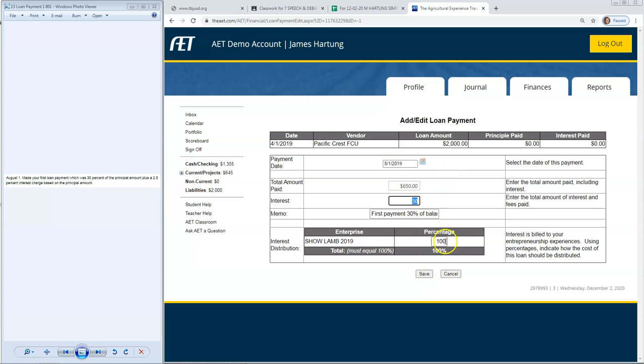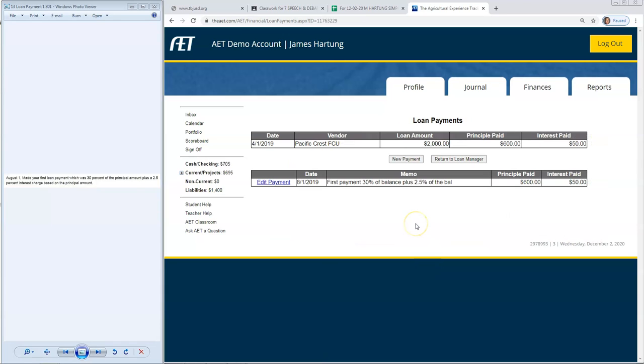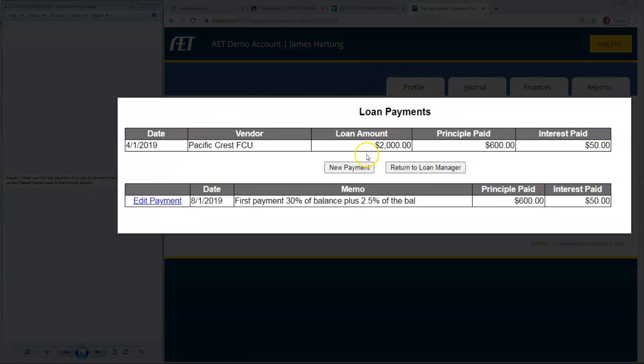Look over that transaction, and we can go ahead and click Save. And then take a look here at the loan payment window and compare your information to what I have here and see if we are in agreement. We still have a loan amount of $2,000, but we've paid a principal amount of $600 plus an interest fee of $50. And so that will conclude video 14, making our first loan payment.